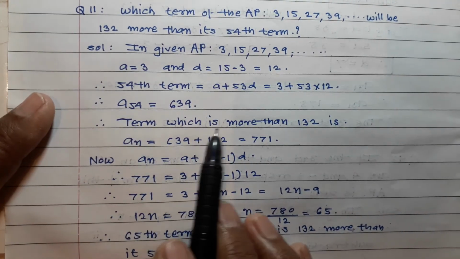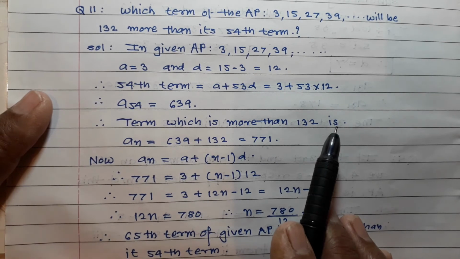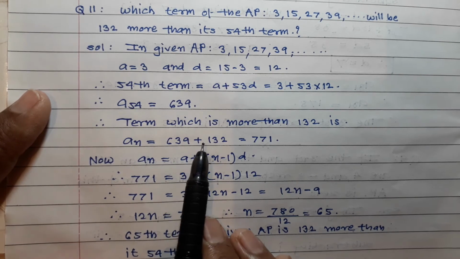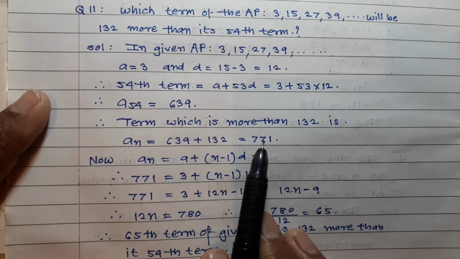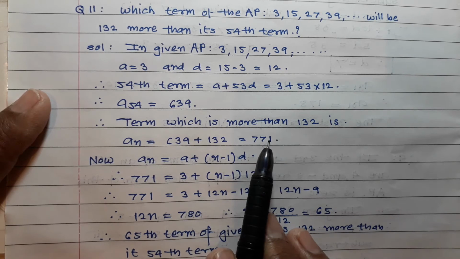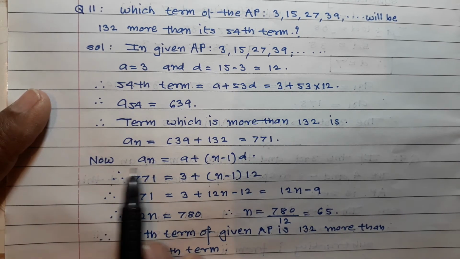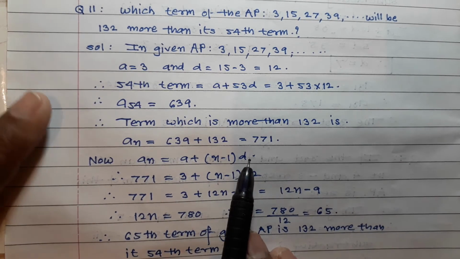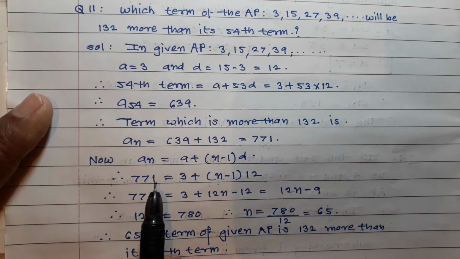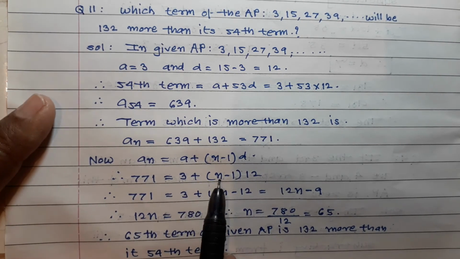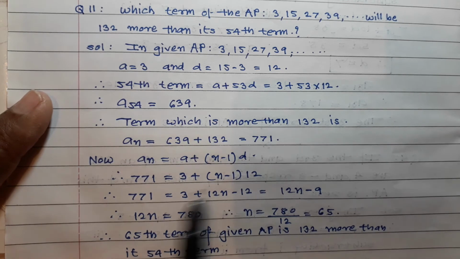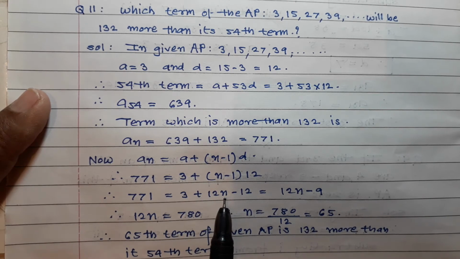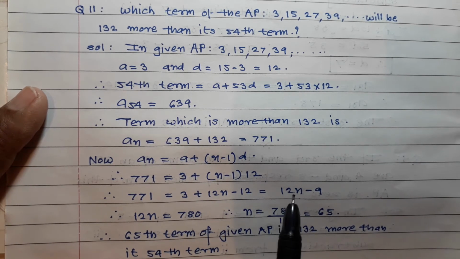The term which is 132 more is AN, that is 639 plus 132, which is 771. And now you find N. Now AN is equal to A plus N minus 1 into D, and therefore 771 is equal to 3 plus N minus 1 into 12, and therefore 771 is equal to 3 plus 12n minus 12, which is equal to 12n minus 9.